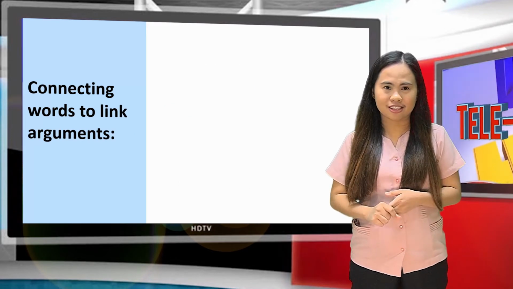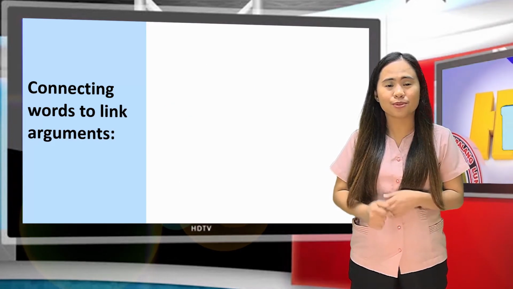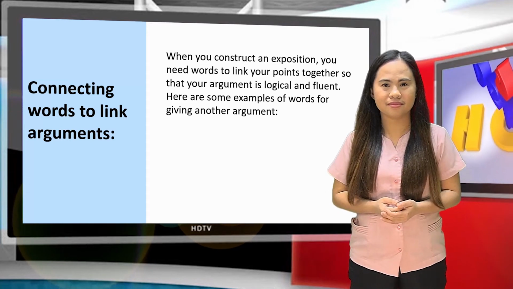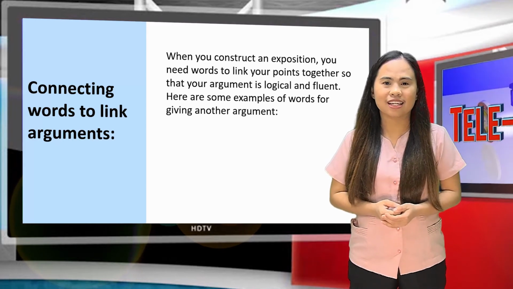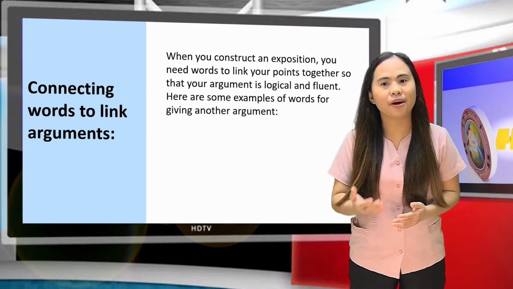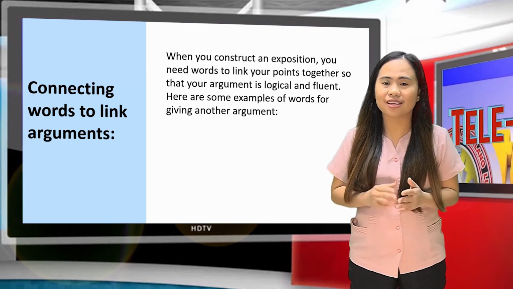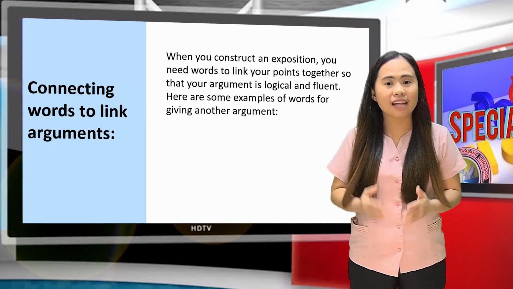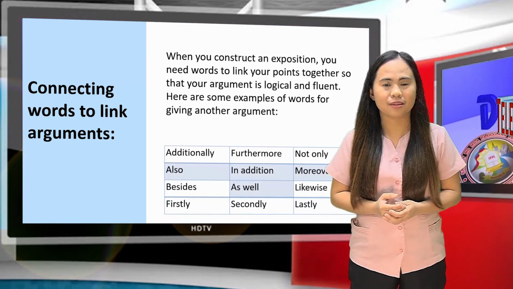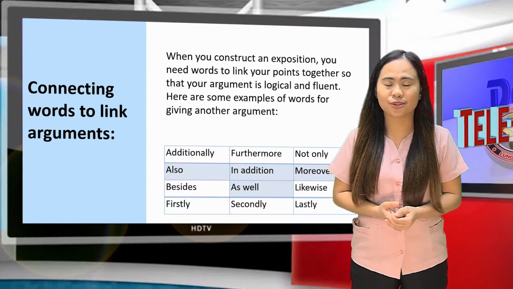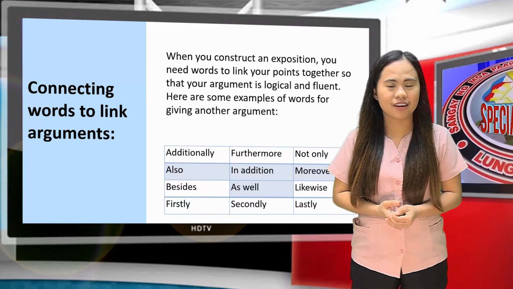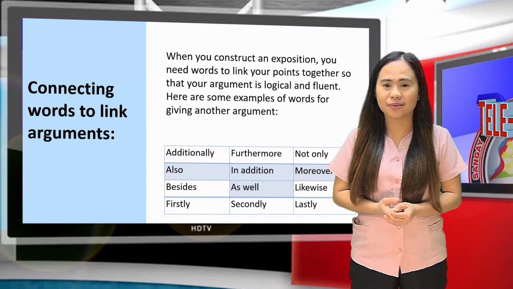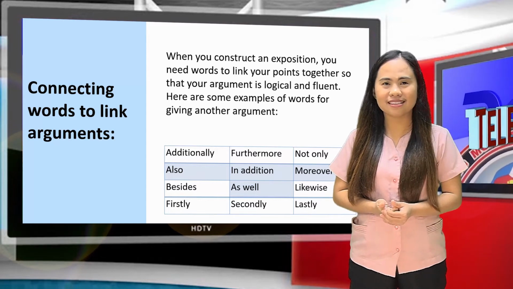Another purpose of conjunction. Conjunctions can also be used to connect words to link other arguments. When you construct an exposition, you need words to link your points together so that your argument is logical and fluent. Here are some examples of words for adding or giving another argument. We can use additionally, also, besides, firstly, furthermore, in addition, as well, secondly, not only, moreover, likewise, and lastly.